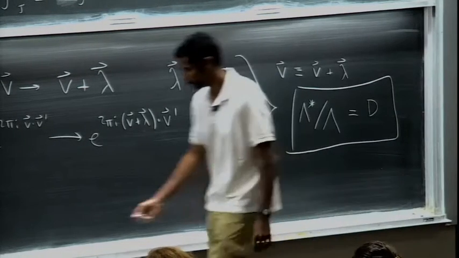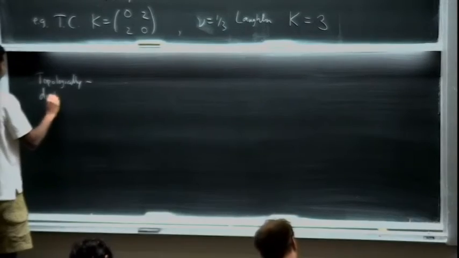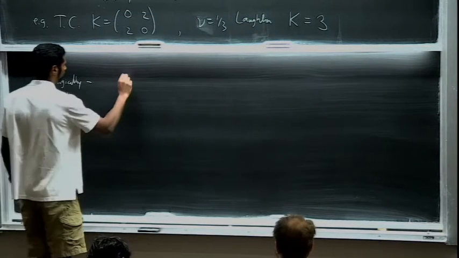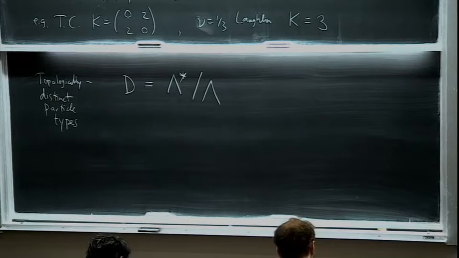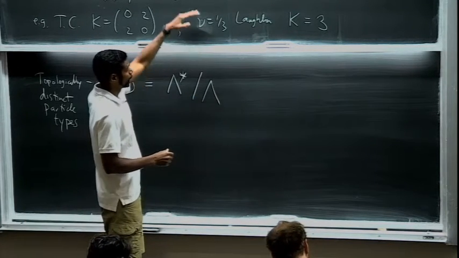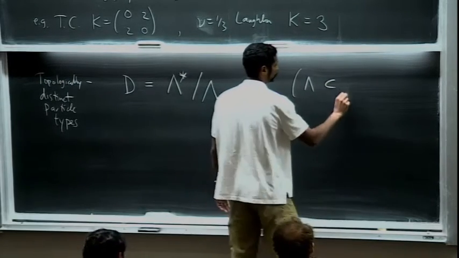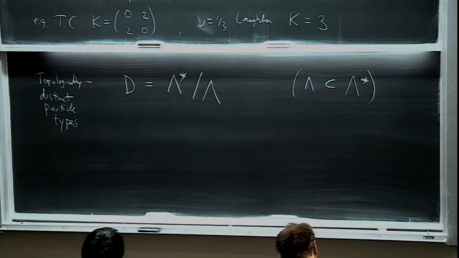Let me rewrite that over here. So the topologically distinct particle types are given by the coset of the dual lattice by the original lattice. Recall, since the original lattice is an integer lattice, lambda is a sublattice of the dual lattice. So if you take the dual lattice and mod out, you'll get a finite group, I should say.